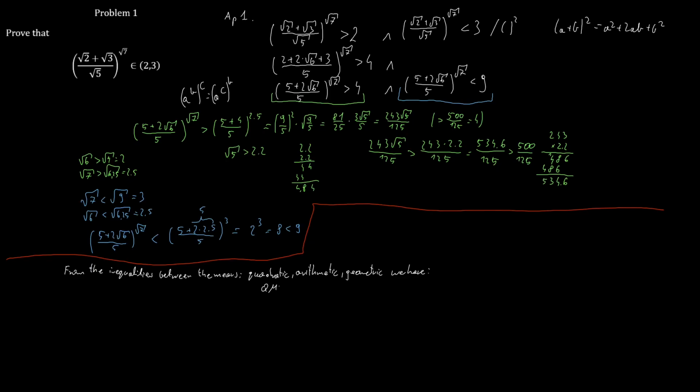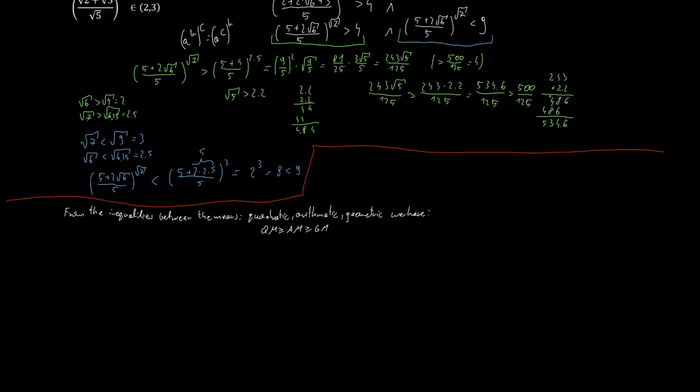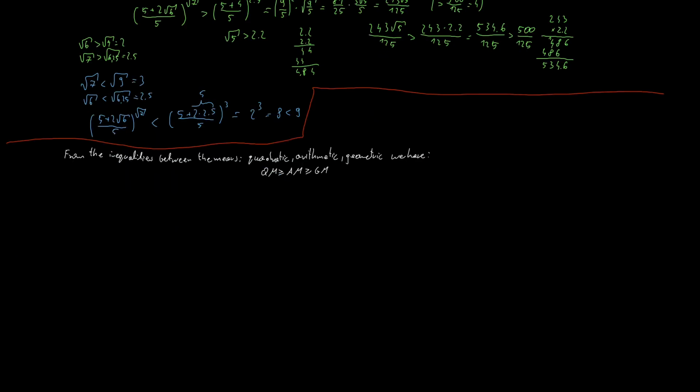Quadratic mean is always more or equal than arithmetic mean, and it is always more or equal geometric mean. Let's recall what those quadratic mean, arithmetic mean, and geometric mean mean. So for the two values a and b, we have quadratic mean, it is square root of a squared plus b squared divided by 2.